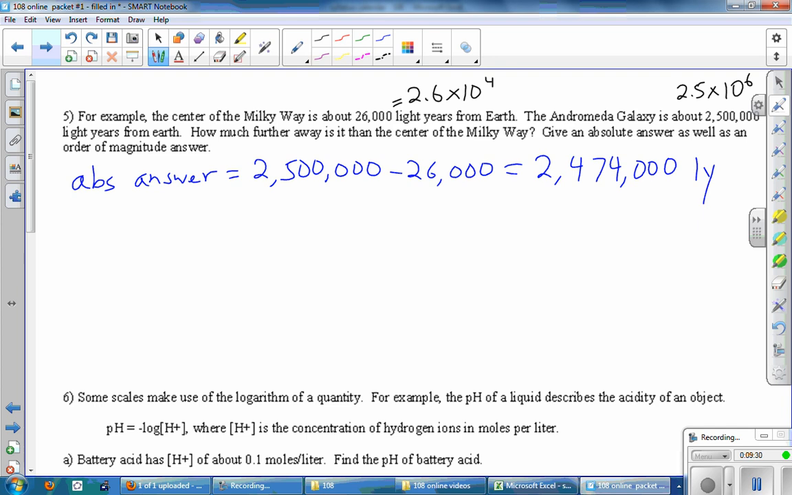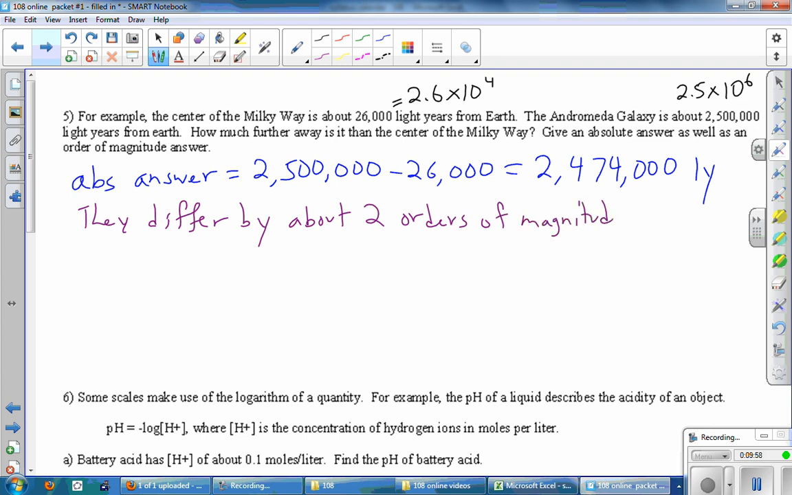So the first number is a power of 4, and the second number is a power of 6. So how many orders of magnitude do they differ by? Well, they differ by 2 orders of magnitude. It's not quite 2, because one of them was 2.6 and the other was 2.5. So we'll say about 2 orders of magnitude. That's comparing 10 to the 4th to 10 to the 6th. 2 orders of magnitude apart.